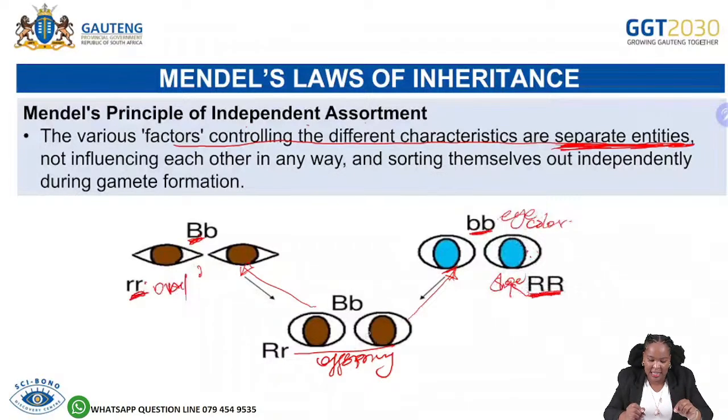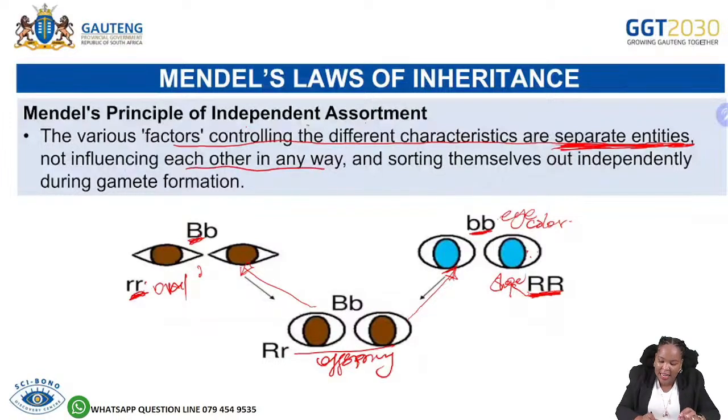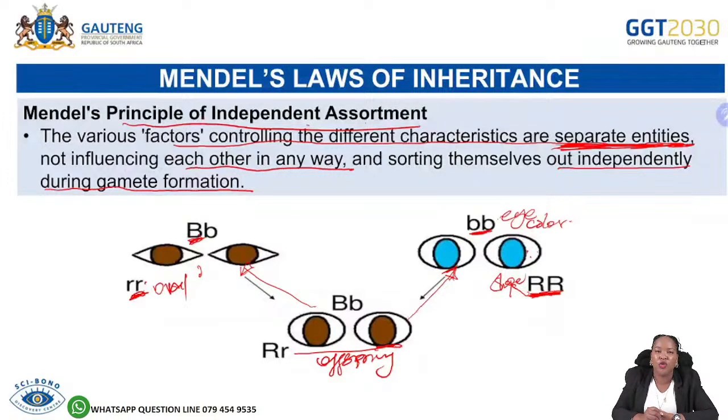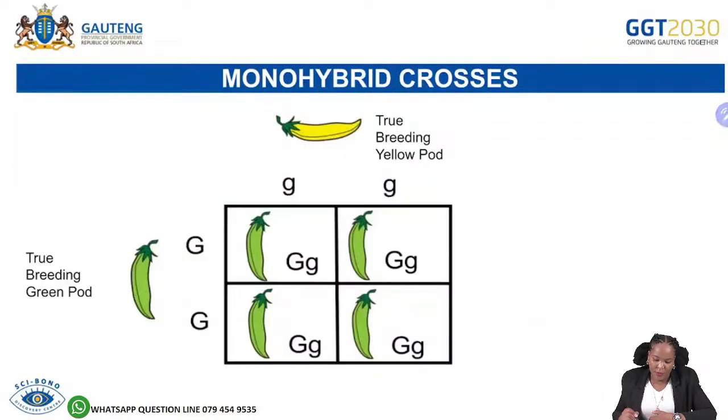So during this inheritance, the factors controlling these different characteristics are separate entities, not influencing each other in any way, and they are sorting themselves independently during gamete formation. So you will not say you inherit all from one. This is what this principle actually is talking about, right?